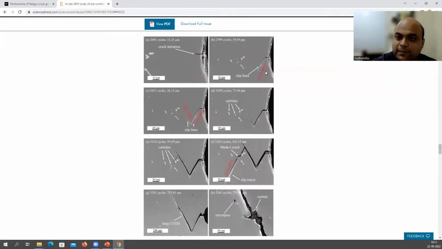This is the slip system written in red. The crack propagates in this direction after 2799 cycles. Then it changes direction to another slip system at 2833 cycles and propagates in that particular grain. Then it again changes direction at 3132 cycles, and this process goes on like that. So this is stage one crack growth, where the crack path is crystallographic in nature. In a particular slip system, you are going to see crack propagation.